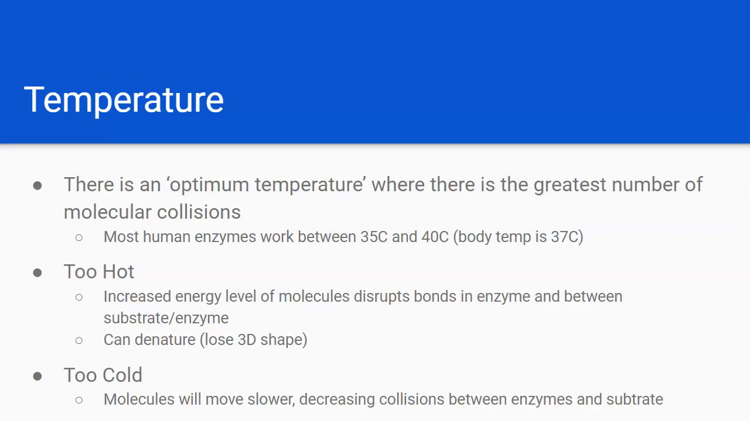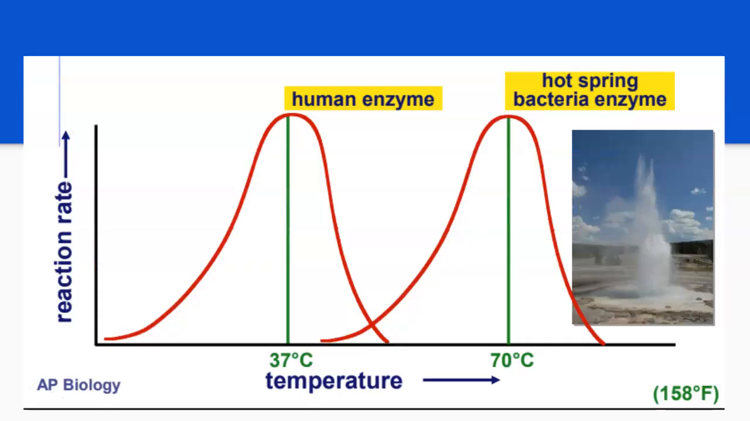That's why a fever over 104 to 105 is so dangerous, because that can happen. Too cold is also a thing. In this case, the molecules are moving slower, so you are slowing down the ability of the enzyme to come in contact with the substrate. It's not to say that it won't work at all, it's just not as effective. So here's what that looks like.